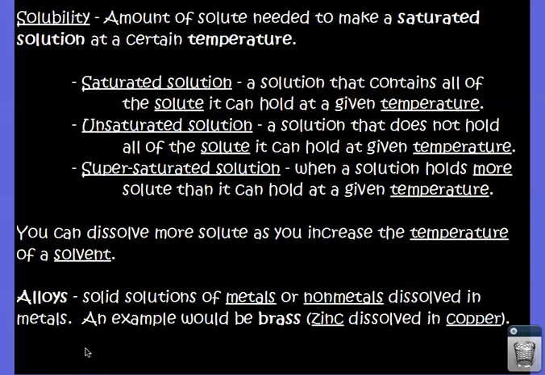And then the last thing to talk about here are alloys. Alloys are solutions of metals or nonmetals that were dissolved into a metal. So the solvent itself has to be a metal. The solute could be a metal, a nonmetal, or a metalloid, but the solvent must be a metal. An example of this is brass, where you take the metal zinc and dissolve it into a different metal called copper. And that's what creates brass, which is used to make trumpets and trombones and things like that.